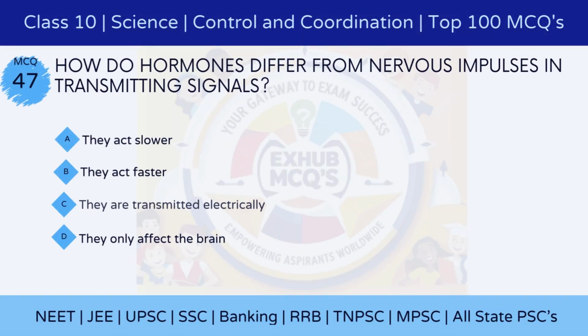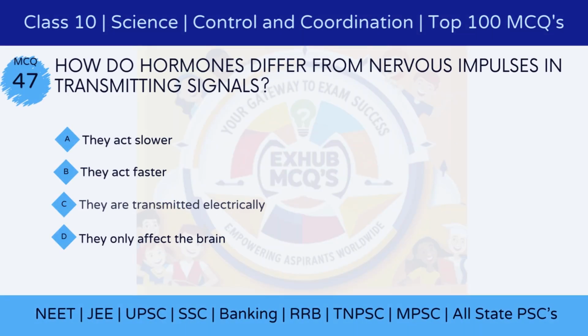47. How do hormones differ from nervous impulses in transmitting signals? Option A, they act slower. Option B, they act faster. Option C, they are transmitted electrically. Option D, they only affect the brain.